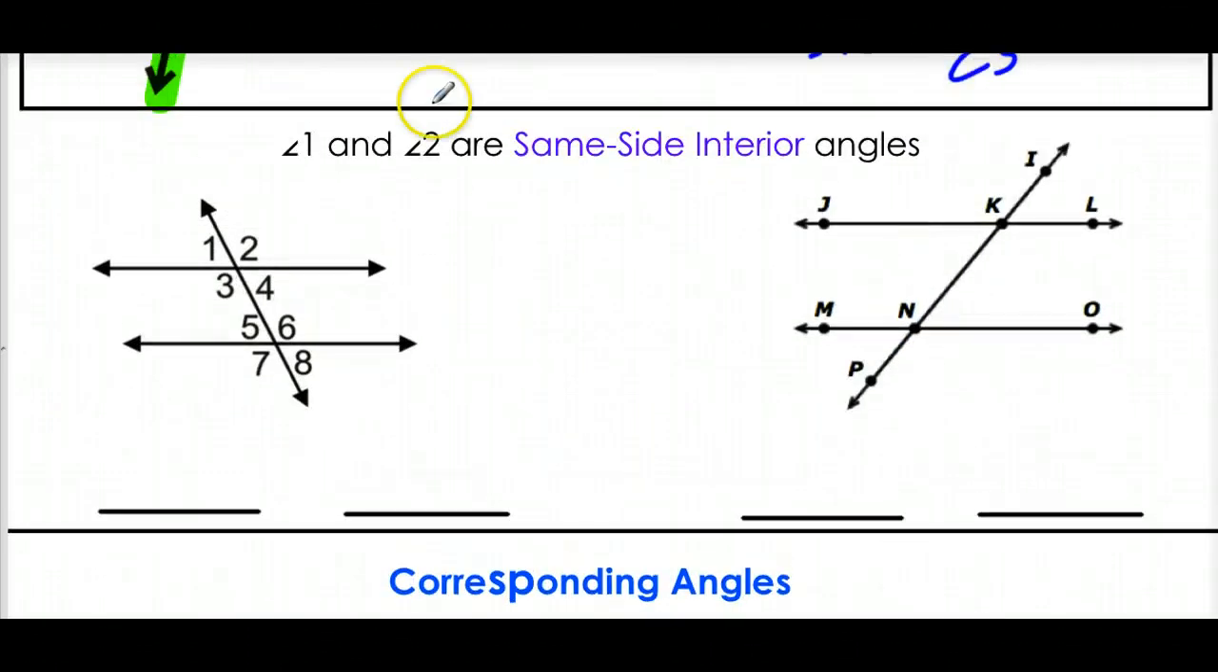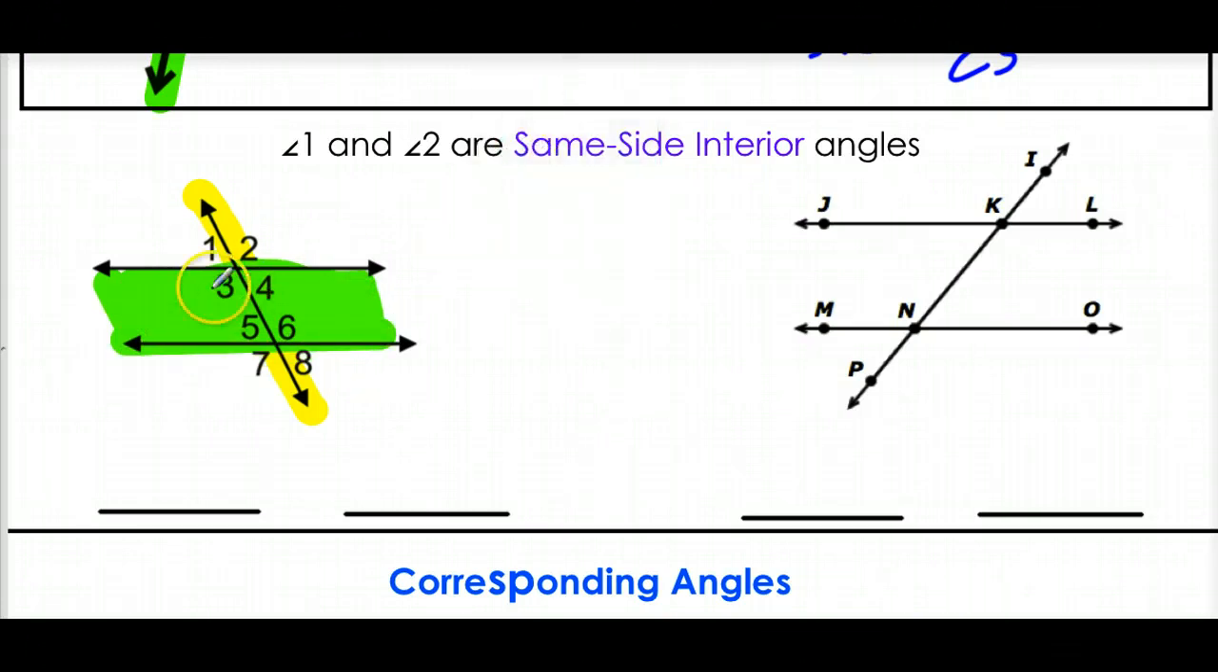Now let's try to identify those. Let's keep doing what we've been doing. First, find the transversal. This is the line that goes through the two others. And then find the interior, okay? And that would be right over here. Now we just have to find two angles that are on the same side and on the interior.